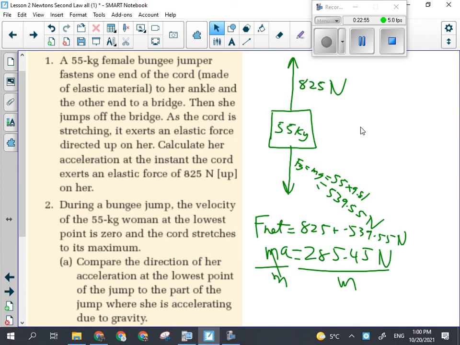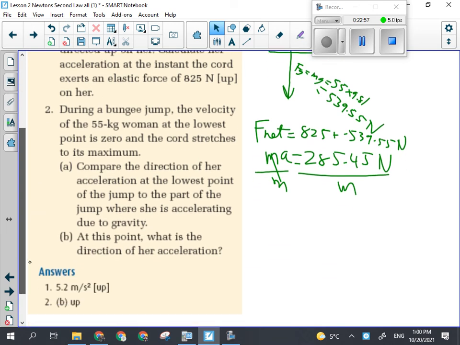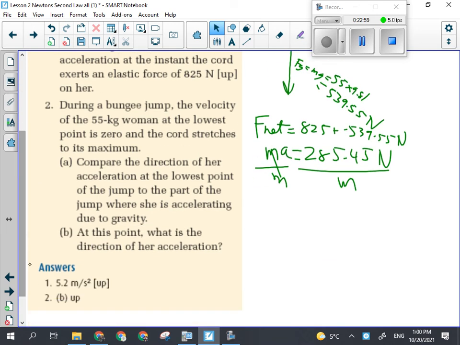Okay. Now for number 2 here, it says during the bungee jump, the velocity of the 55 kilogram woman at the lowest point is 0. Not because she hits the ground, but because at that instant the cord has stretched its maximum amount and slowed her to a stop before yanking her violently upwards. Okay, because that's what happens in a bungee jump, right?